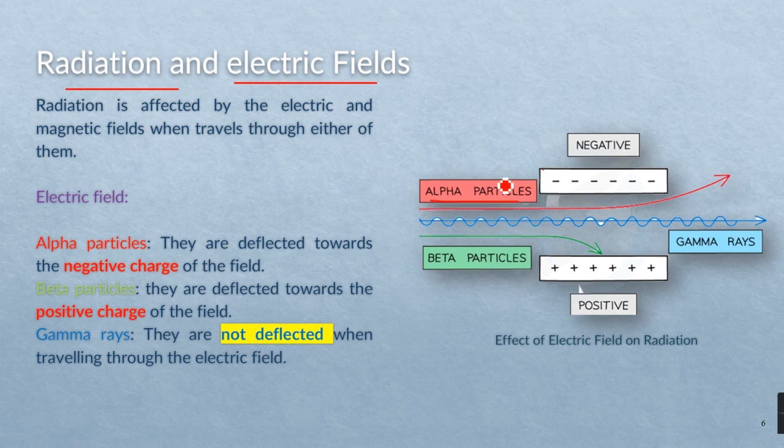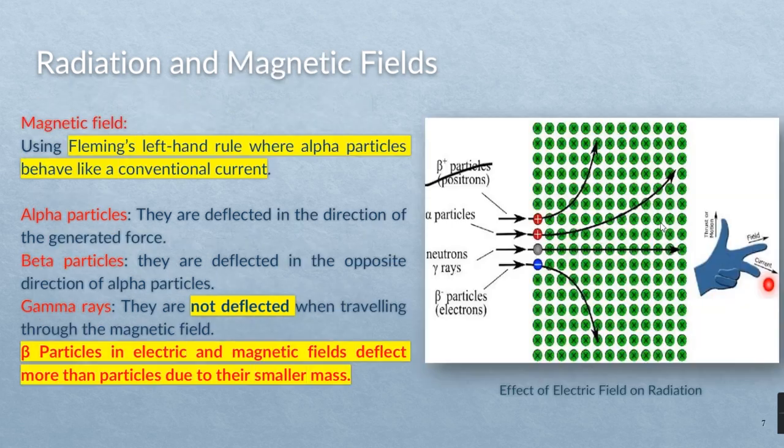So alpha particles, as we know them, they are positively charged, and then the beta particles are negatively charged. So when they pass, the negative charge will be attracted to the positive, and then the positive charge will be attracted to the negative terminal, while gamma will have no effect or no deflection.